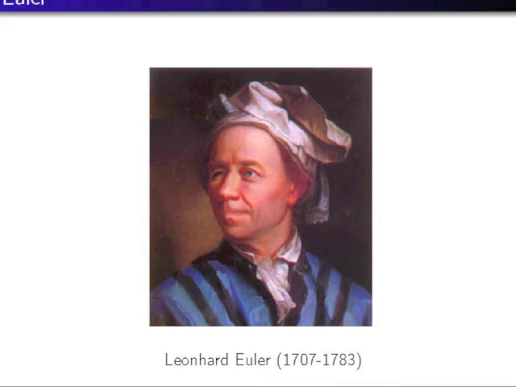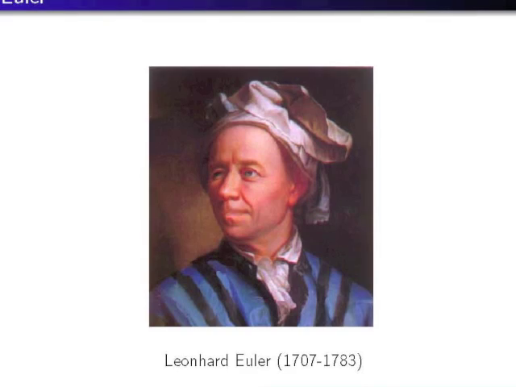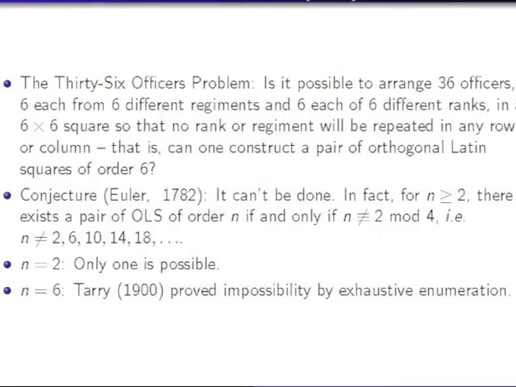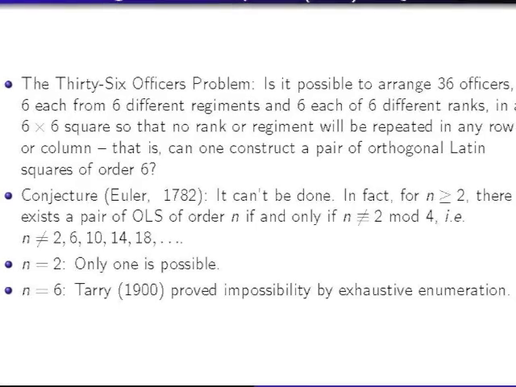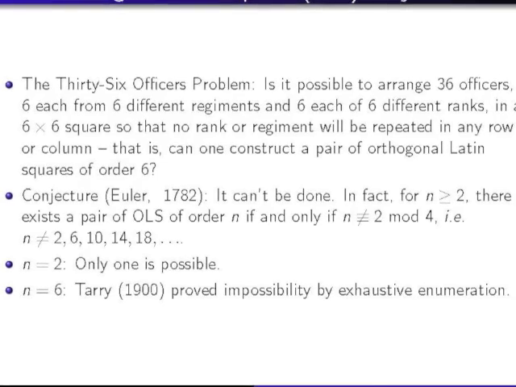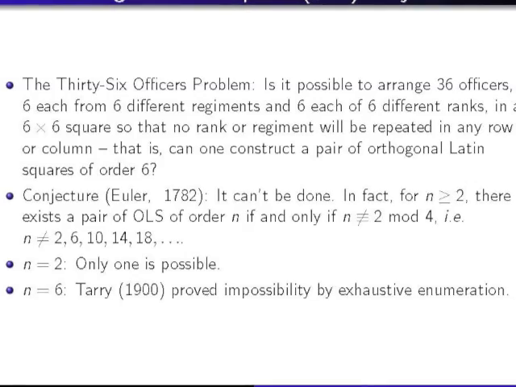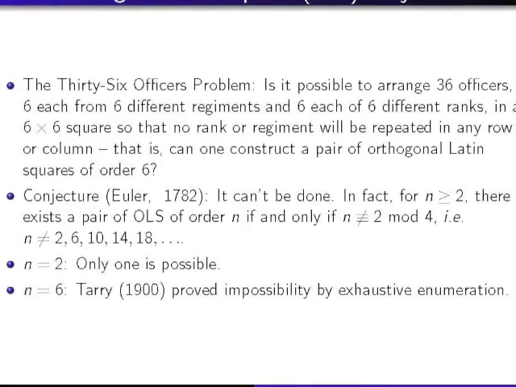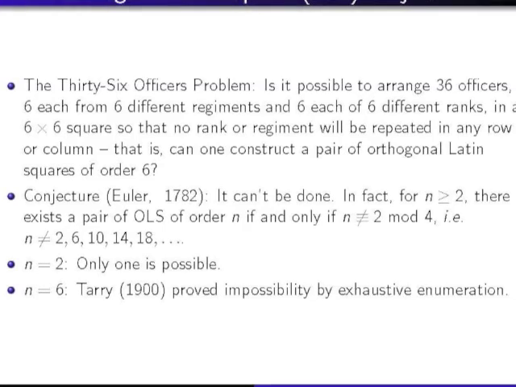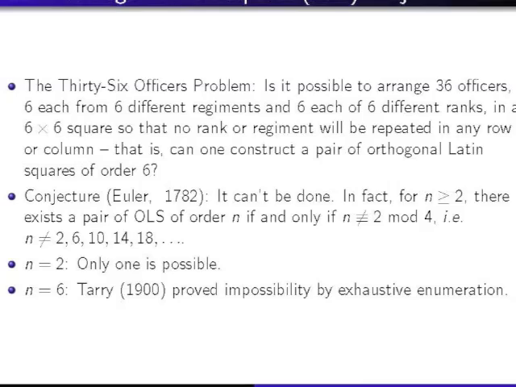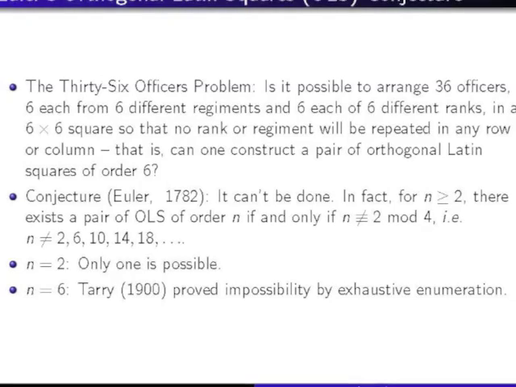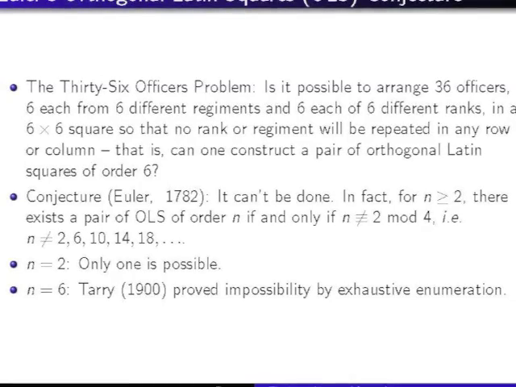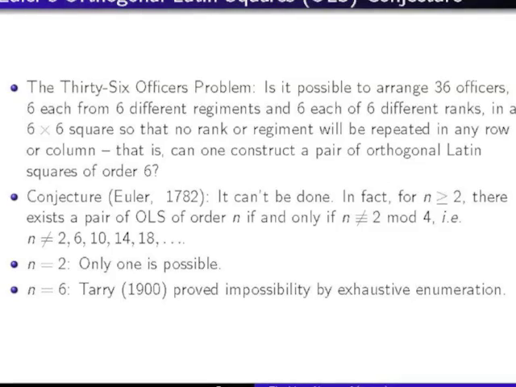Well, when Euler was almost at the end of his life, he made a conjecture about something that he called the problem of the 36 officers. You take 36 officers, 6 each from 6 different regiments, 6 each from 6 different ranks, into a 6x6 square in such a way that no rank or regiment will be repeated in any row or any column. Now, what he is asking for here is a pair of orthogonal Latin squares of order 6. And he made this conjecture. He said a whole lot more than that. He said, it can't be done.